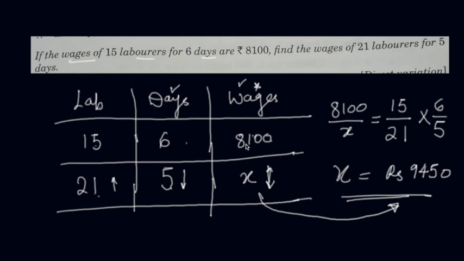So it really doesn't matter how many variables you have, whether laborers, days, wages, toys. You keep adding to it. You just follow the same logic. Whatever you need to find, you keep on the left hand side. The rest, individually, you keep comparing with whatever you need to find. In this case, laborers we compare with wages, and days we compare with wages.